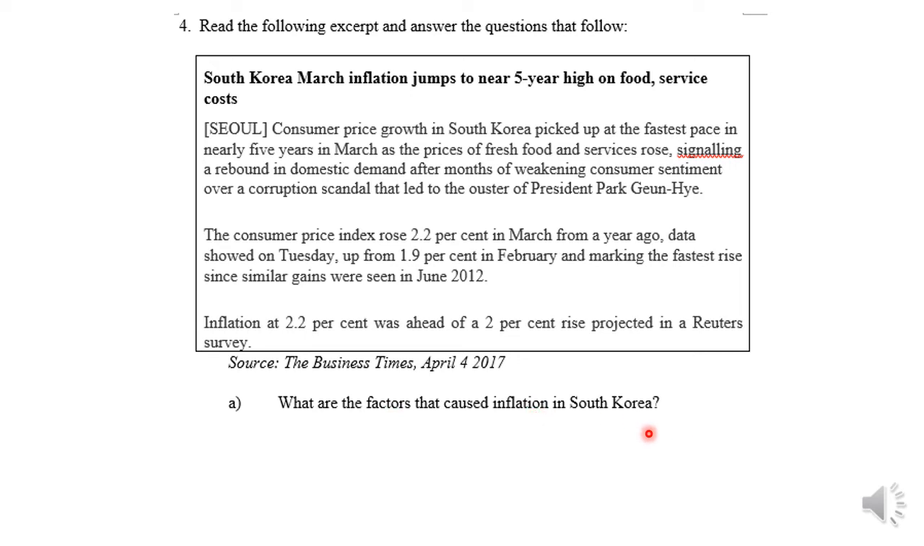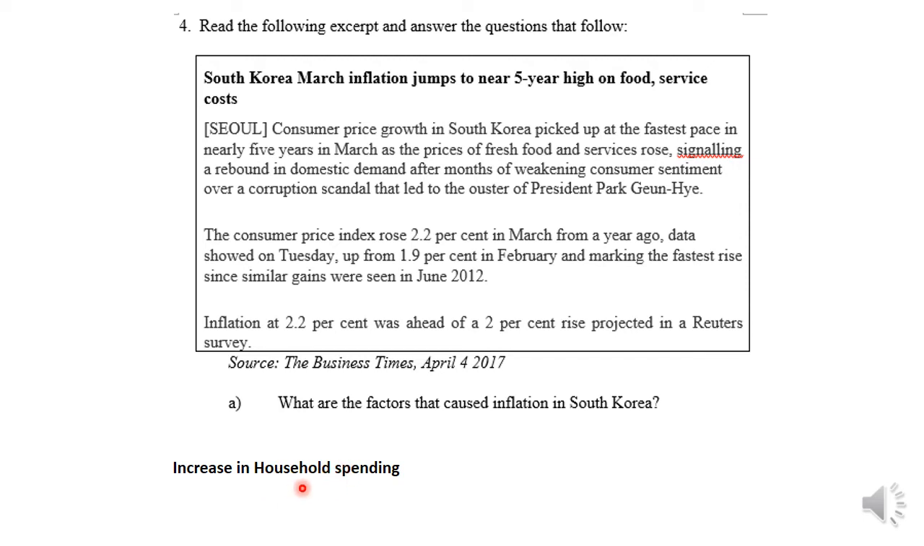Now, if you read the article, you'll see that there's a lot of consumer buying that is mentioned in the article, right? Consumer price growth is here. There's a domestic demand rising. And the consumer price index is up. So a lot of consumer buying in South Korea. All right. So what are the factors that cause inflation in South Korea? You have an increase in household spending.